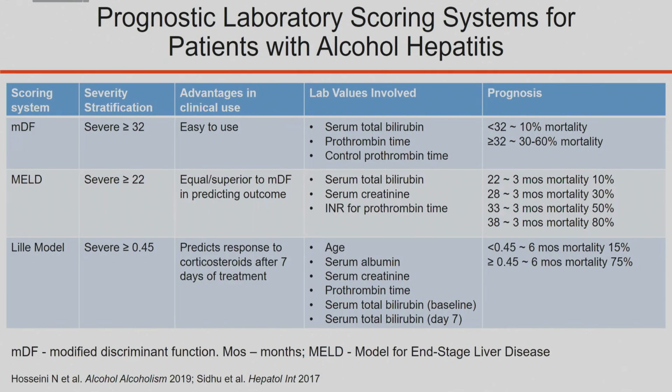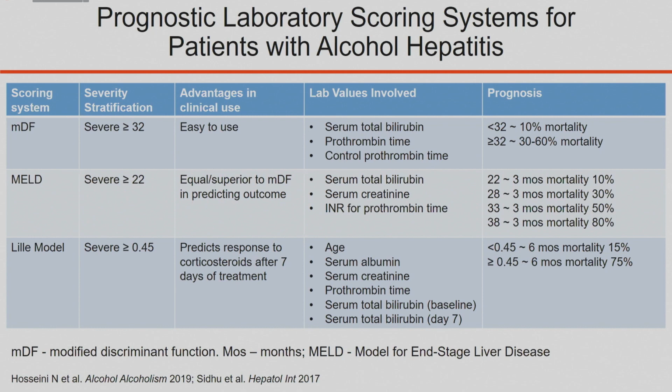Dr. Yanni also mentioned that we have people with liver disease who we want to stratify by how sick they are. This is important because it also helps identify people who may benefit from corticosteroids. We have a number of scoring systems, such as the Maddrey discriminant function. This is easy to calculate. It involves just 3 laboratory values: bilirubin, prothrombin time, and control prothrombin time.